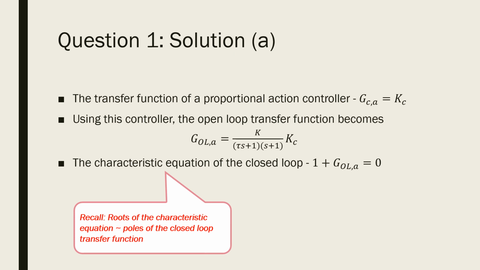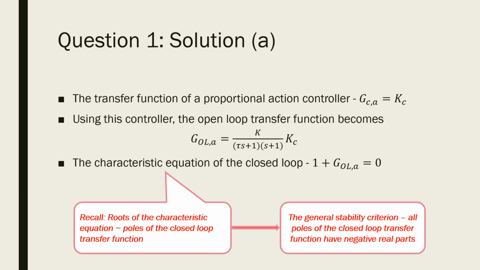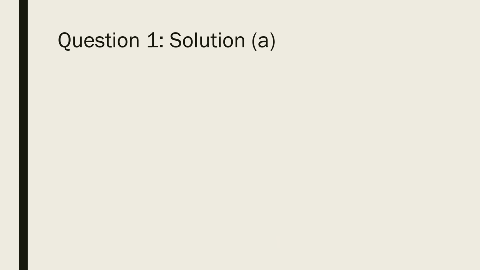Here, recall that the characteristic equation relates to closed loop stability in the following manner. The location of the poles of the closed loop transfer function on the real imaginary axis determines the closed loop stability of the system. These poles are calculated as the roots of the characteristic equation. Therefore, if these roots or poles have negative real parts, then the closed loop system is stable. Therefore, we now look at the characteristic equation of the closed loop system in question to determine what values of system parameters give stable behavior.